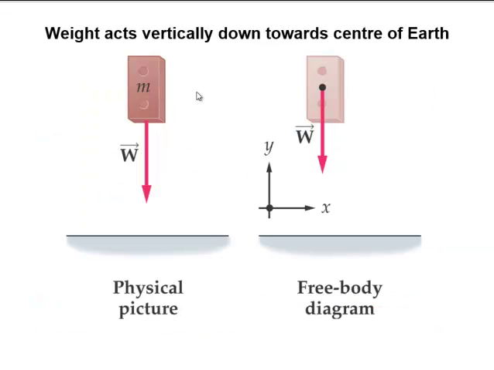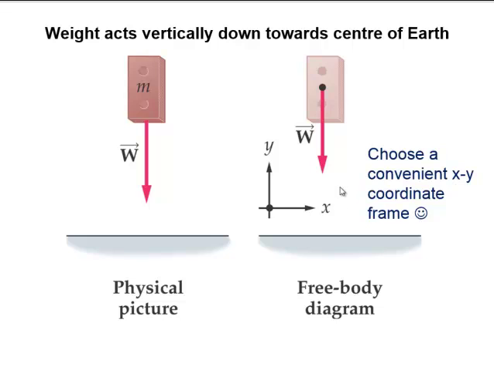We know that weight acts vertically downwards towards the centre of the Earth. So in the physical picture we've got mass and we recognise that there's going to be weight existing in it, but our free body diagram would just have weight coming from the centre of mass. Also note, it's really important and quite convenient to make sure you pick a suitable X and Y axis to help you work out some of the components in more complicated situations.